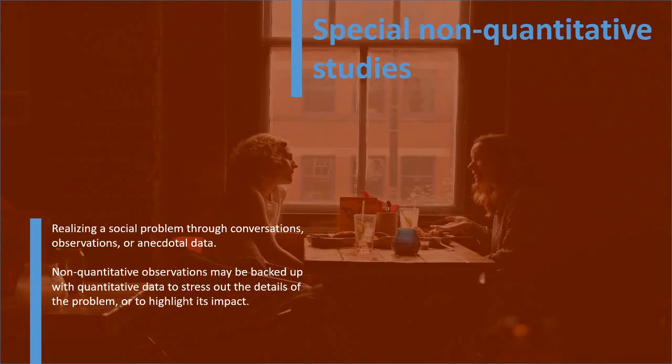Moving on, the third common way is the special non-quantitative studies. This refers to the realization of a social problem through conversations, observations, or anecdotal data. Non-quantitative observations may be backed up with quantitative data to stress the details of the problem or to highlight its impact.